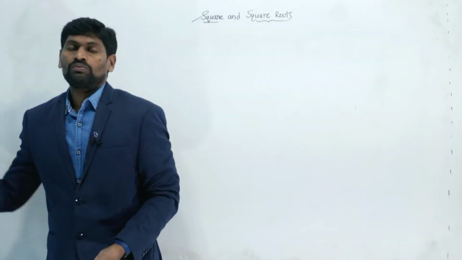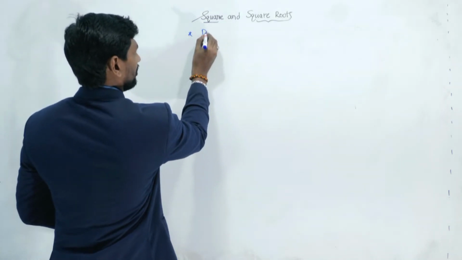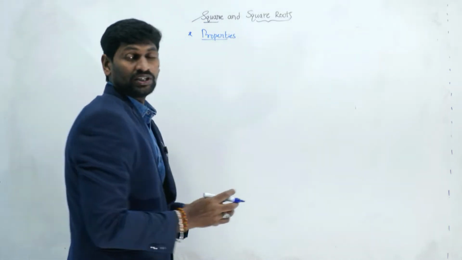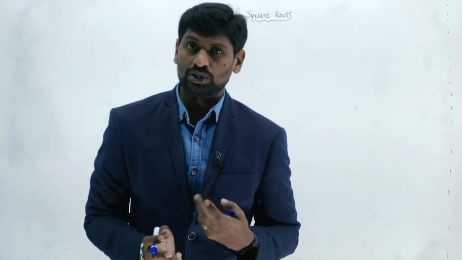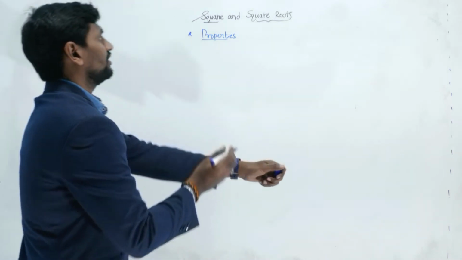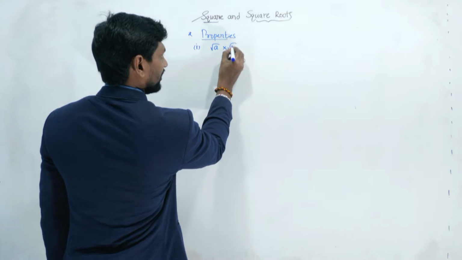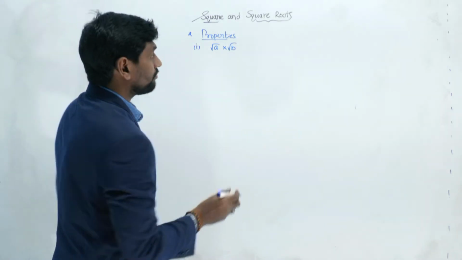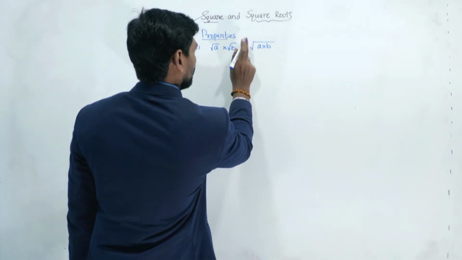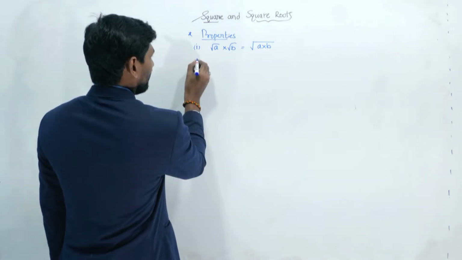Square root. Now we are going to discuss the properties of a square root. I told you that square root is nothing but the inverse operation of a square number. So the first important property is: square root of a into square root of b is equal to square root of a into b.